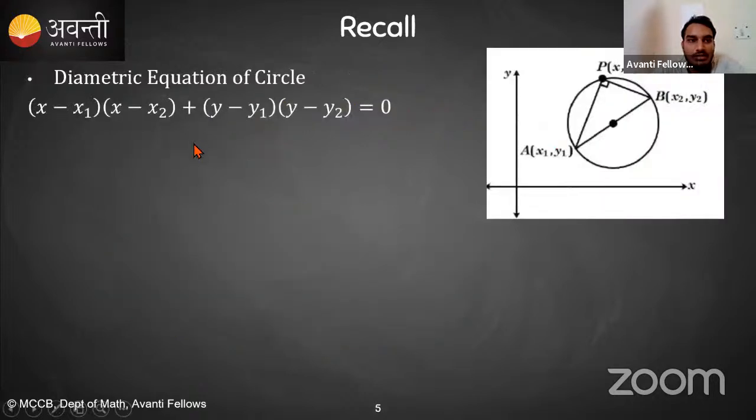Okay. So after that, we ended our discussion on the diametric equation of the circle: let's say x1 comma y1 and x2 comma y2 are the ends of the diameter AB. Then the equation of the circle with diameter AB can be given as x minus x1 into x minus x2 plus y minus y1 into y minus y2 equal to 0, right? These things we talked about in the last class.